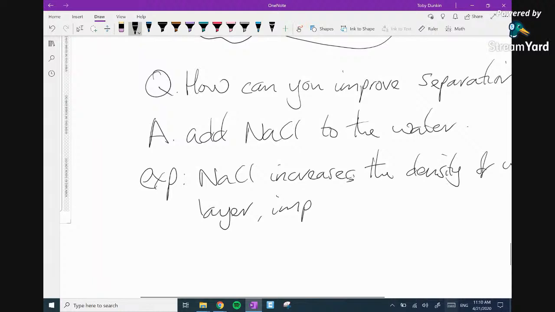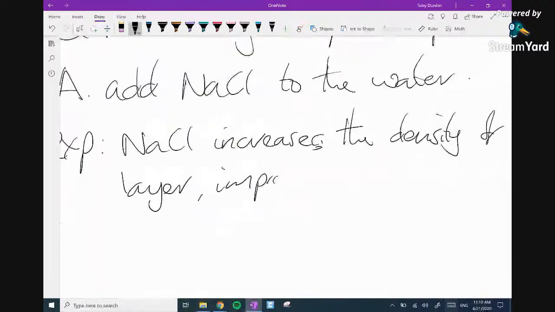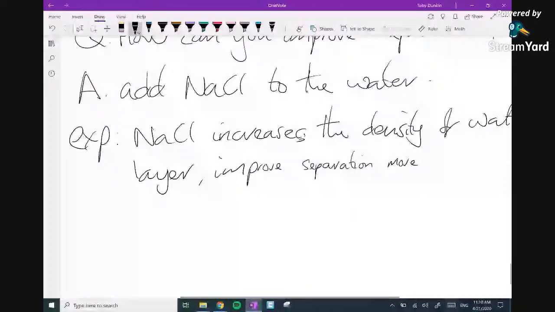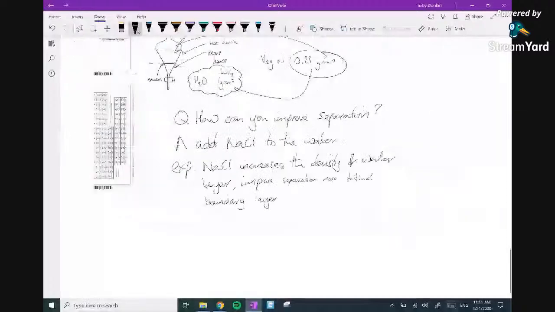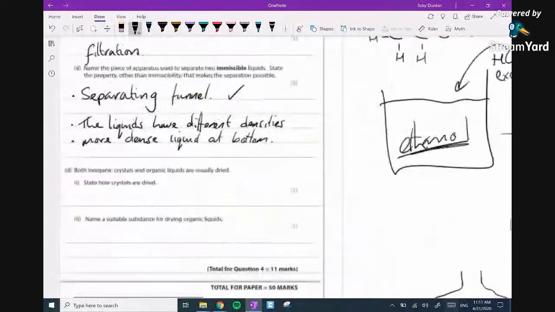increase separation, improve separation, more distinct or clear, more distinct boundary layer. Isn't that called boundary layer? Great question, very common. Anyway, but nice and easy.